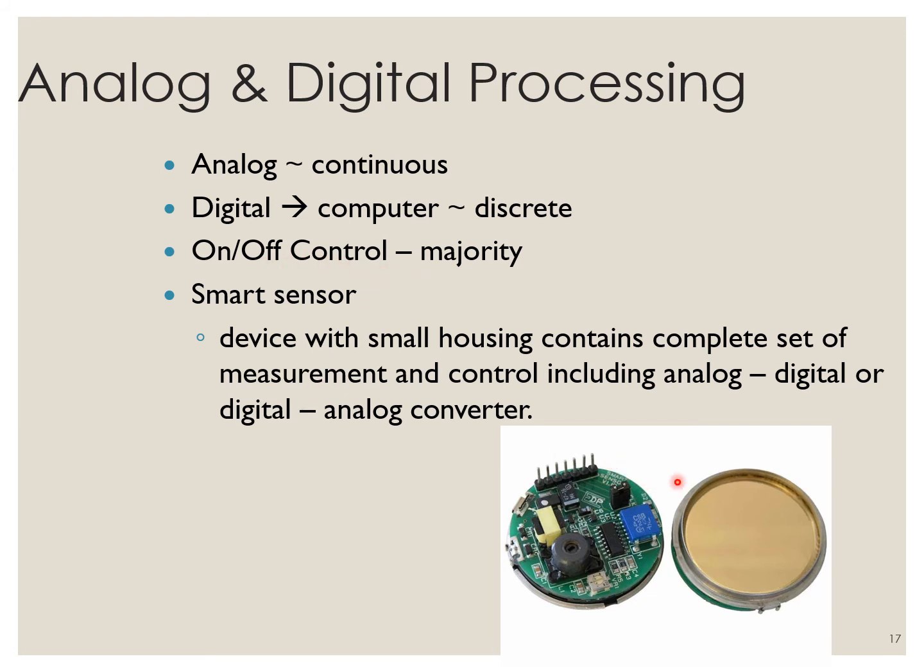This is an example of a smart sensor attached to our digital system. A smart sensor is a device with a small housing containing a complete set of measurement and control, including an analog-to-digital or digital-to-analog converter. If we combine the analog system and the digital system, we can convert from analog to digital or digital to analog.